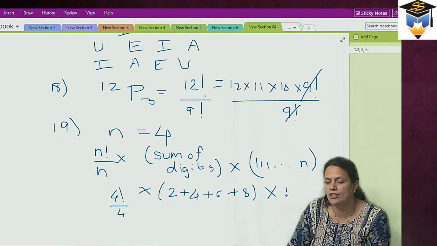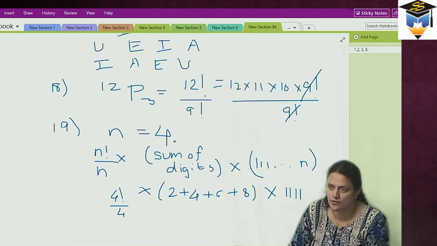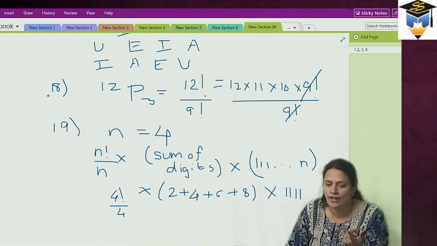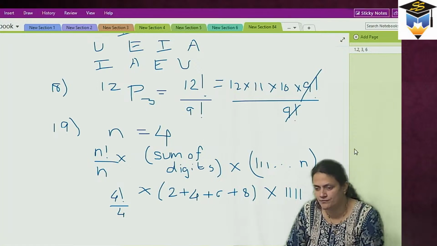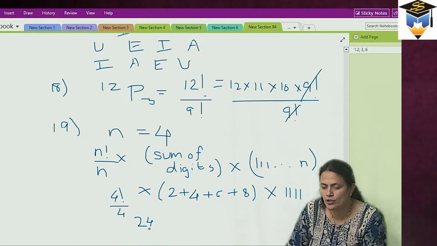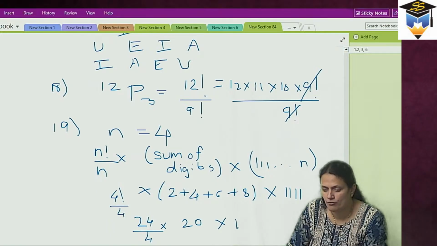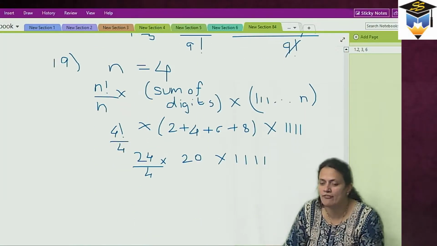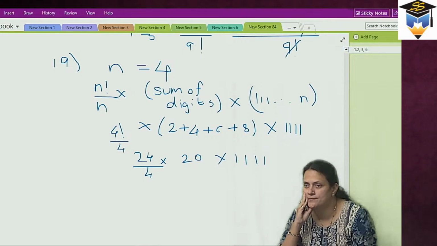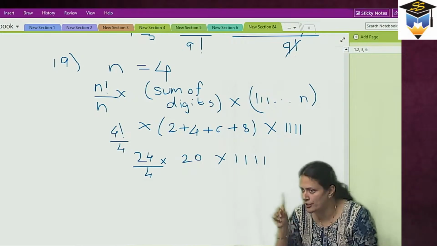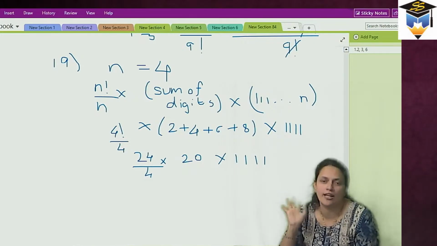Multiplied by 1, 1, 1 4 times, because the value of n is 4. If the value of n is 3, how many times? 1, 1, 1. If the value of n is 2, then 1, 1. So tell me what is the answer of this? 24 upon 4, because we know 4 factorial is 24, multiplied by 20 into 1, 2, 3, 4. That will give you the answer. So you can directly use this formula when such type of questions are asked. N factorial upon n into sum of the digits which are given to you without repetition into 111 n number of times.